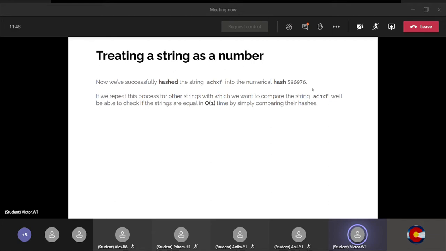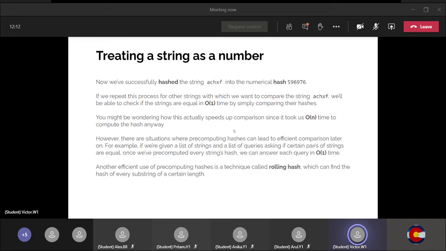If we repeat this process for other strings, such as on slide 2, then we can check if the strings are equal in O of 1 time, by simply comparing their hashes instead of the strings themselves. Then you have to ask how this is useful, because it took us O of n time to compute the hashes in the first place. So we didn't really speed up the process.